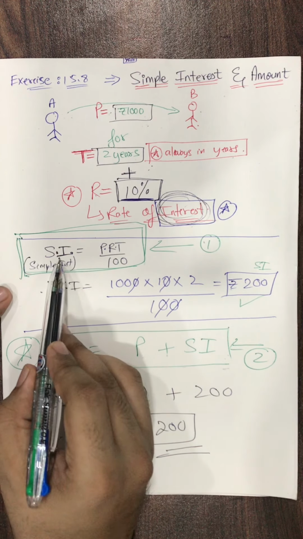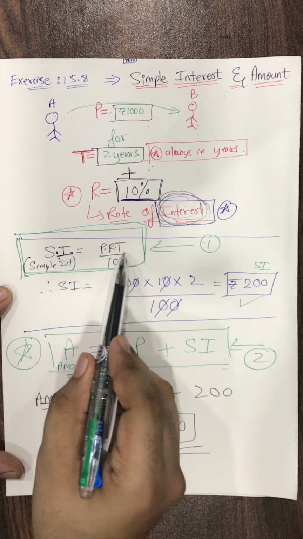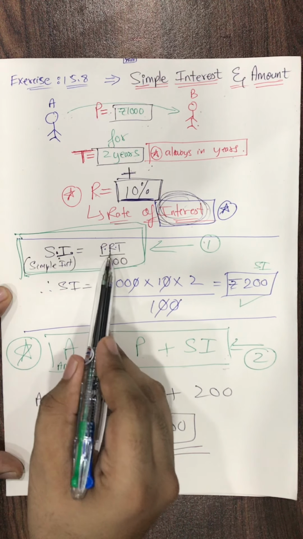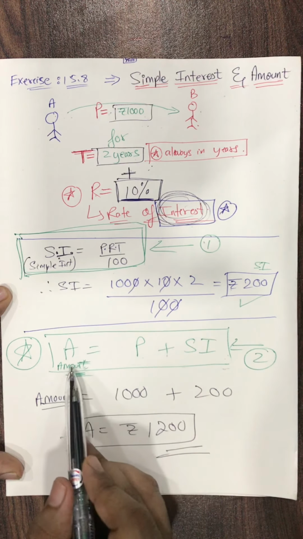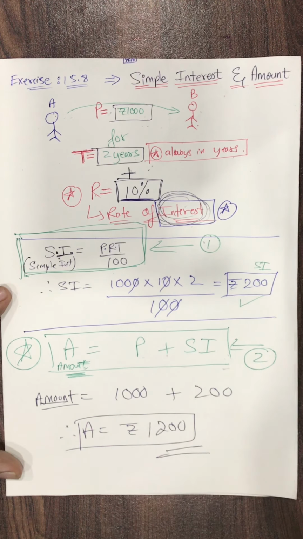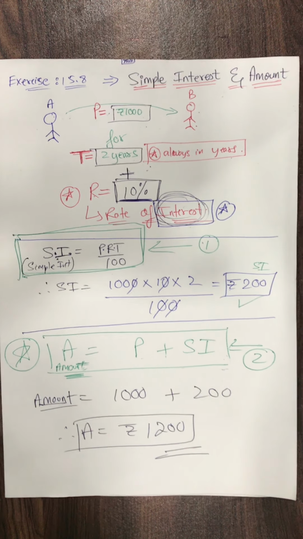Once again, simple interest is PRT upon 100. It's multiplication between them. P principal, R rate of interest, T always should be in years, upon 100. And amount is principal plus simple interest. Please pause the video and do it fast.